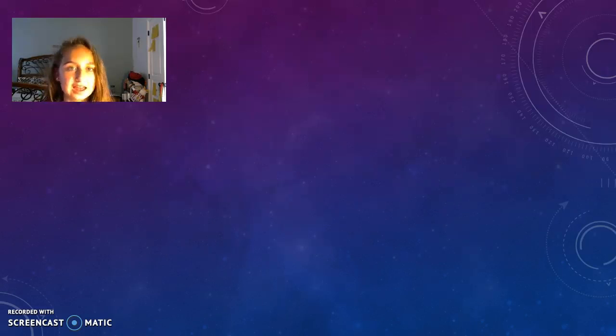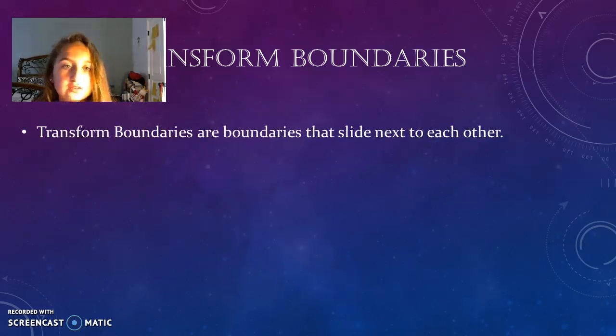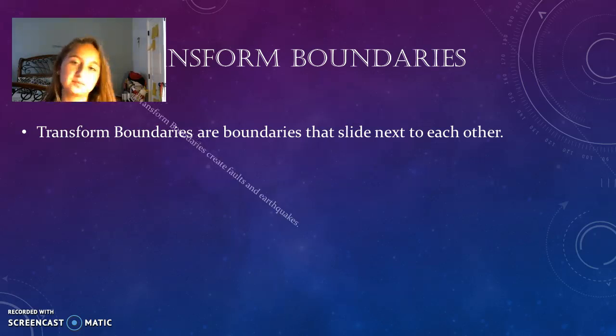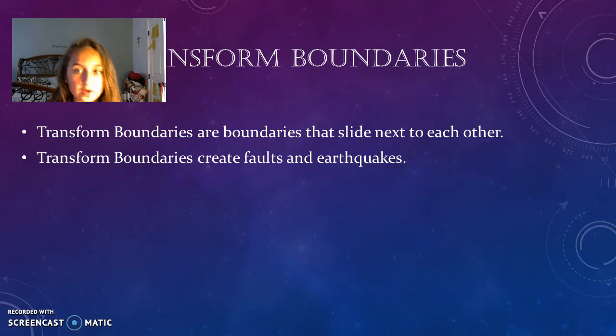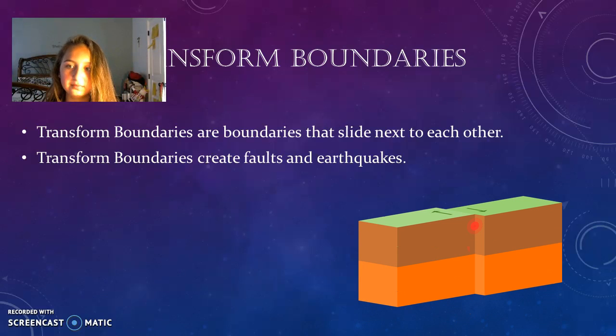The next and last boundary is transform boundaries. Transform boundaries are boundaries that slide next to each other. They glide past each other. Transform boundaries create faults and earthquakes, much like the fault in San Francisco, the San Andreas Fault. And there's also earthquakes around the Ring of Fire, which has a bunch of earthquakes, and there's most likely transform boundaries there. And here's an example of what two transform boundaries do.